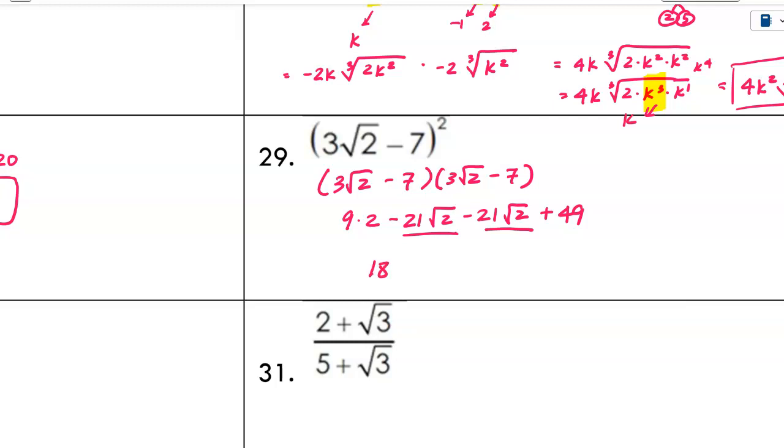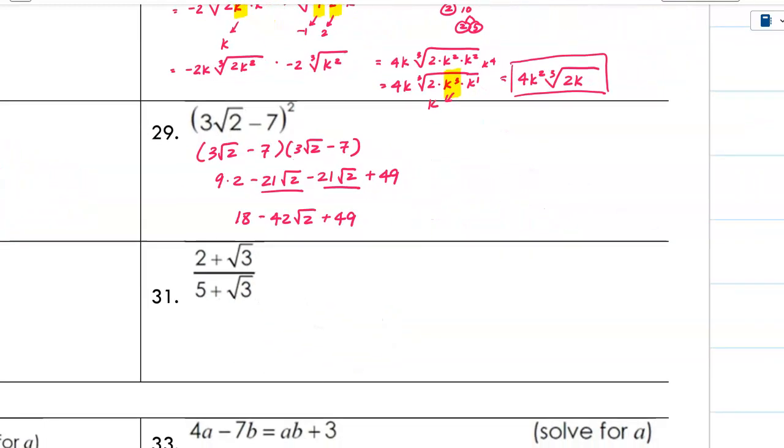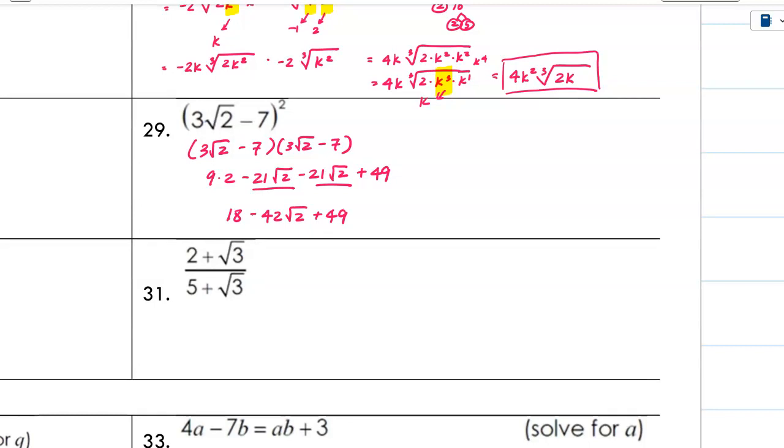We can combine these two because the radicand is the same. And do not make the mistake of multiplying those two radicals together. You are just combining their coefficients. 42 to the square root of 2 plus 49. We can add the 18 and the 49 together. So that's going to be 67 minus 42 to the square root of 2. Okay? Well, good job.